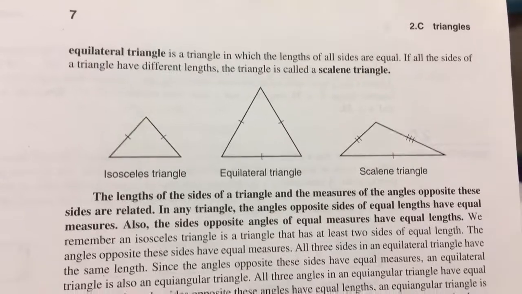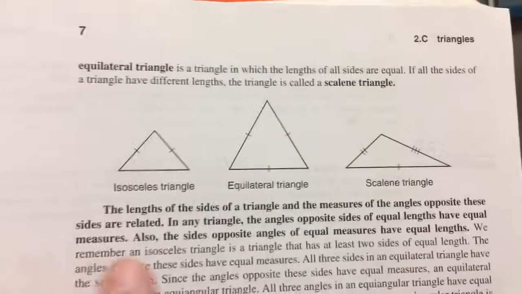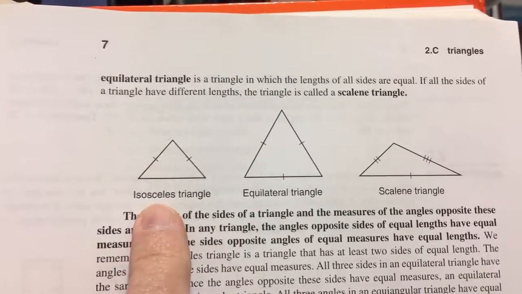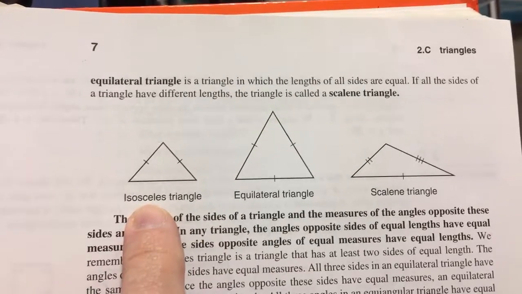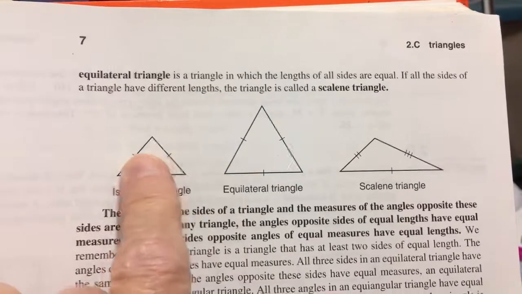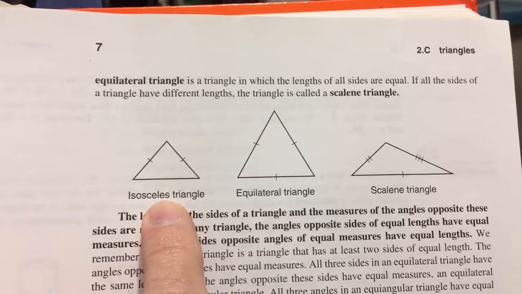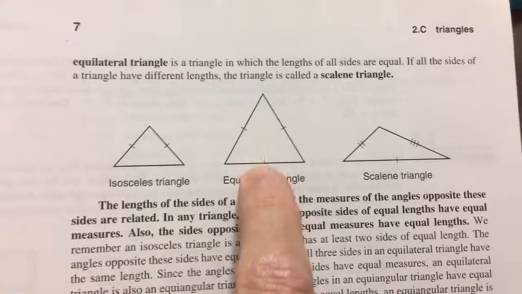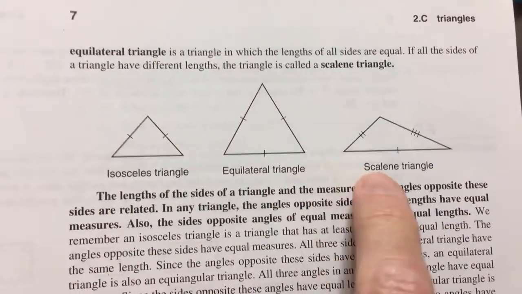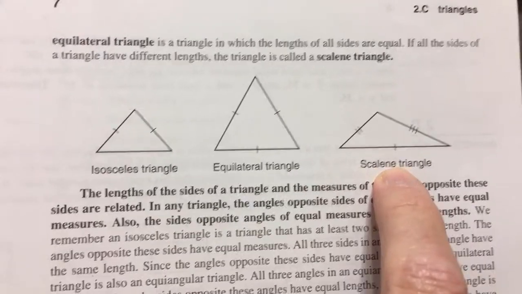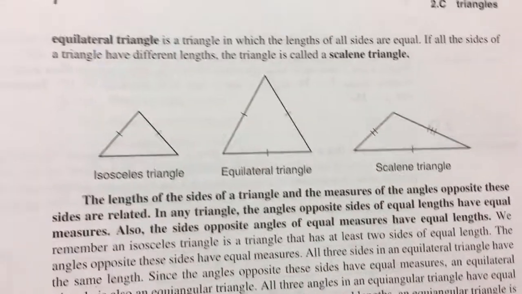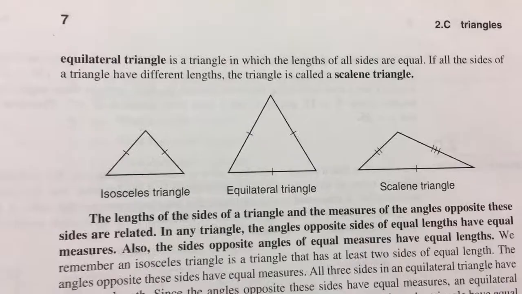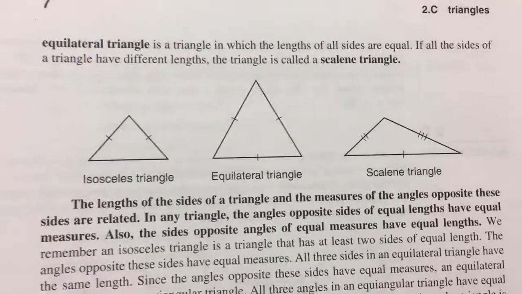We have a lot of special rules for triangles. So here's an isosceles triangle. An isosceles triangle has two equal sides, and the other one is not equal to either one of those. Equilateral has three equal sides, and scalene has no equal sides. So more terminology to learn.